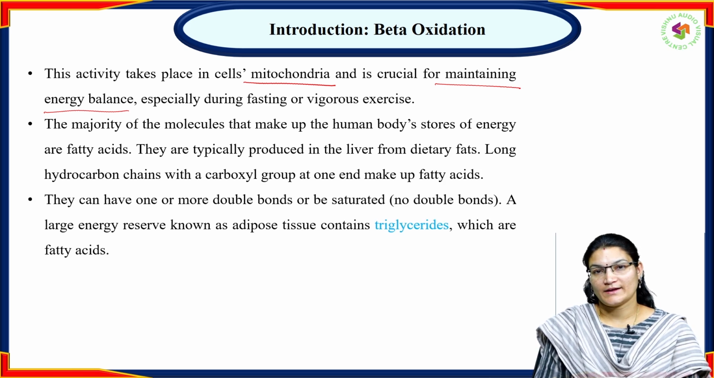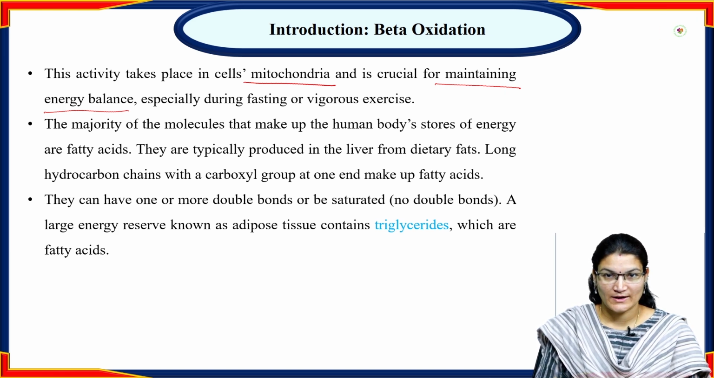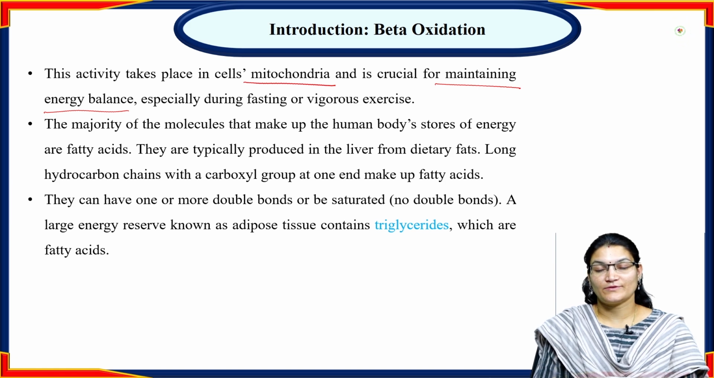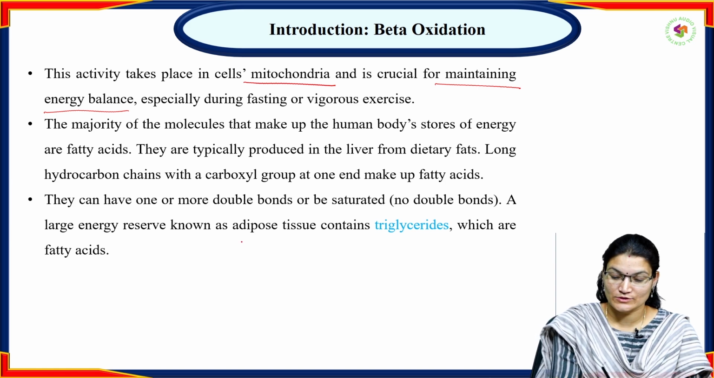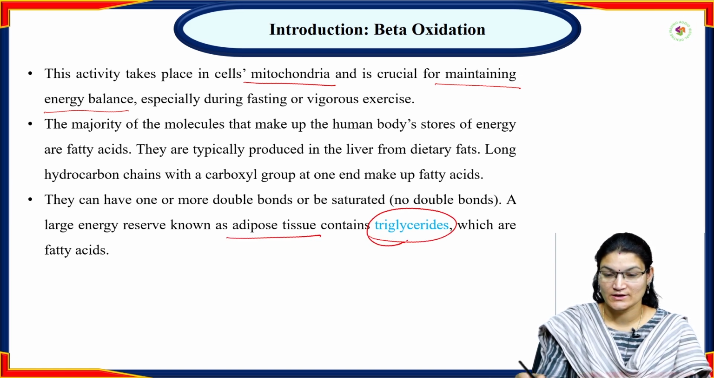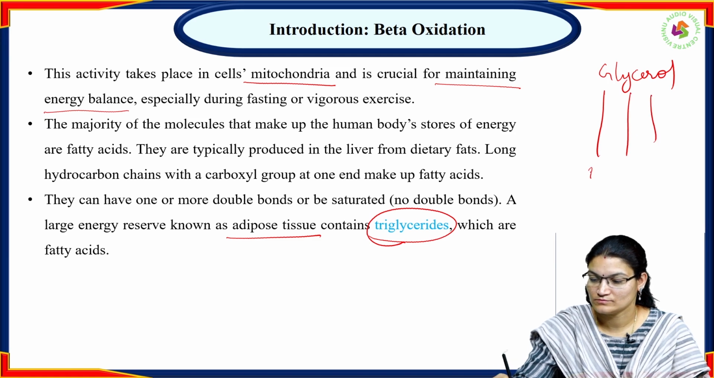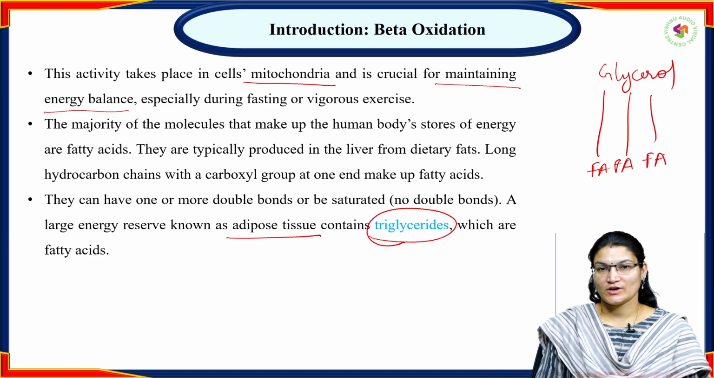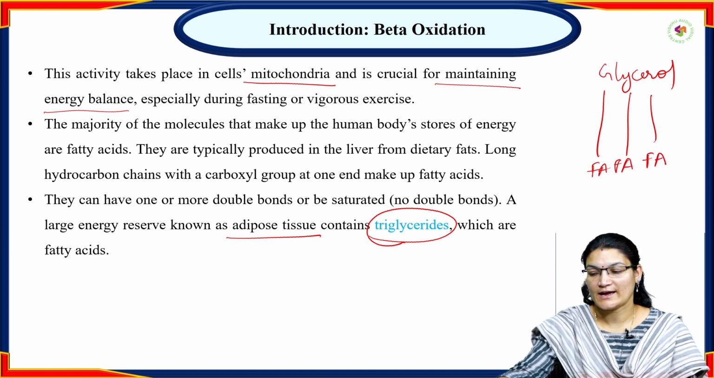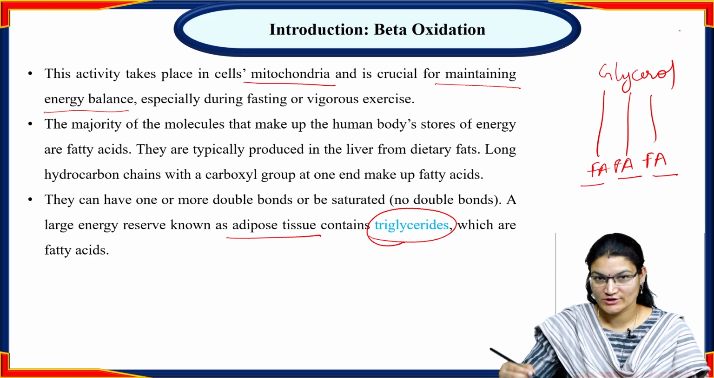If a fatty acid has 1 or more double bonds, it is termed an unsaturated fatty acid. If there are no double bonds, it is termed a saturated fatty acid. These fatty acids are stored in the adipose tissue in the form of triglycerides. A triglyceride is nothing but one glycerol molecule attached to 3 fatty acid long chains.